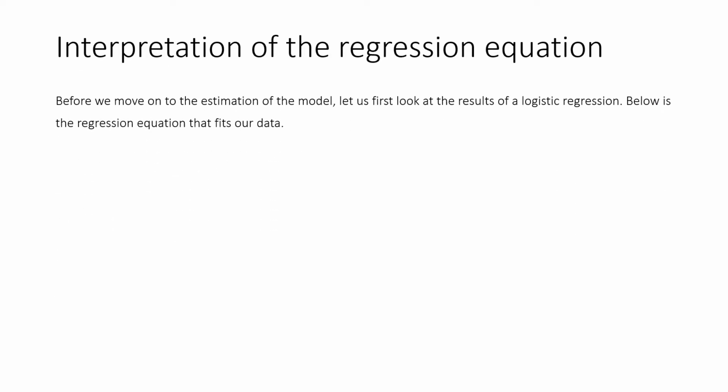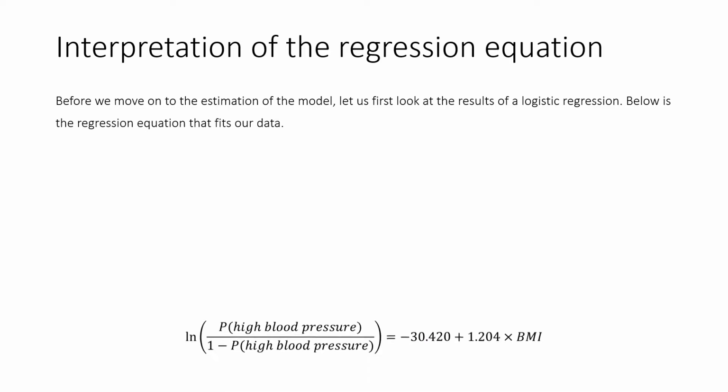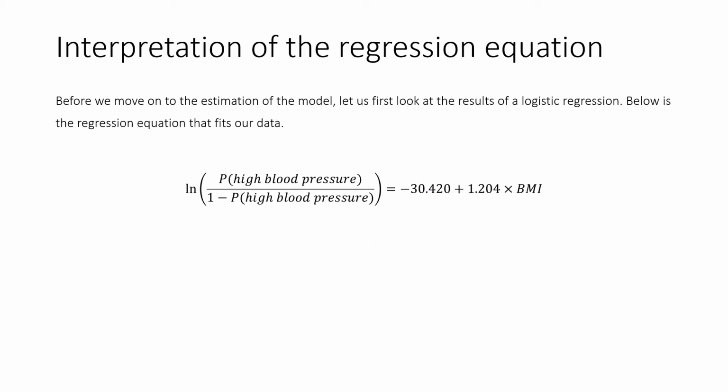So before we get into how we determine our model, because last time that's what we started with, in this case we're not going to start with the estimation of the model, but we're going to start with what the results of a logistic regression look like. So in this case, I have already provided you with the equation that best fits our data. How we come to that equation we'll get to in a minute. But first, let's look at how we interpret this model.